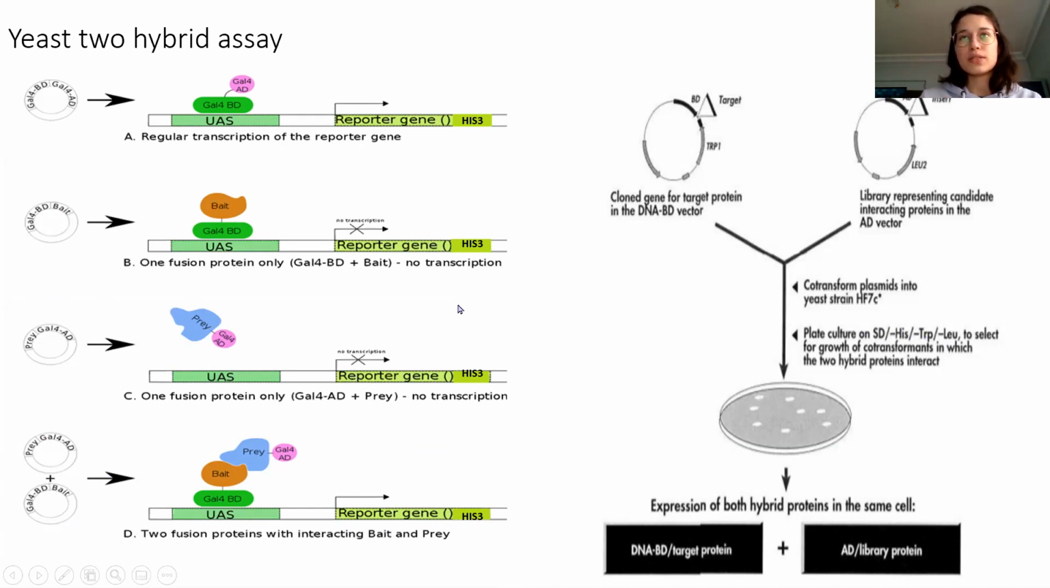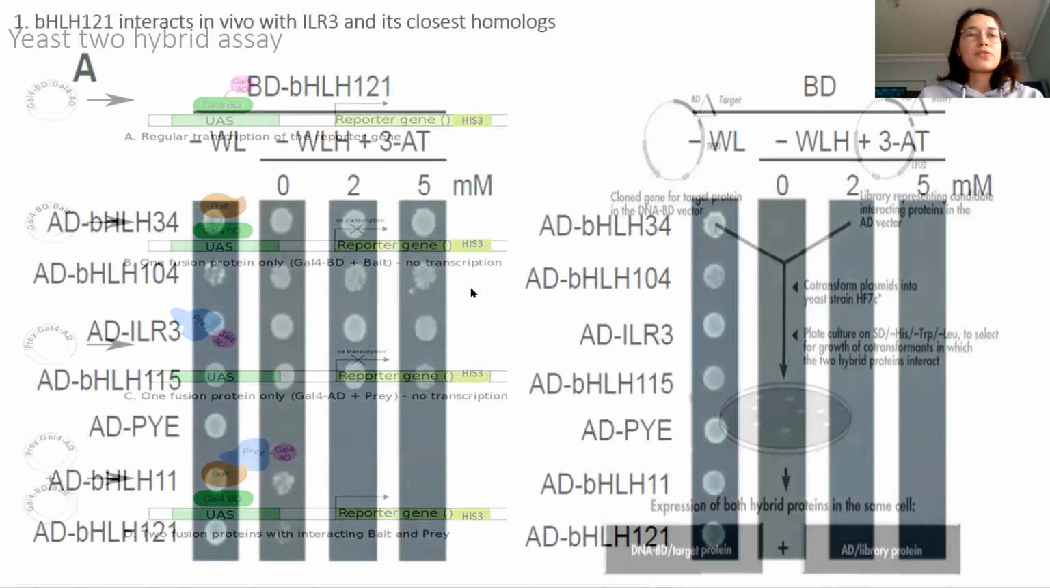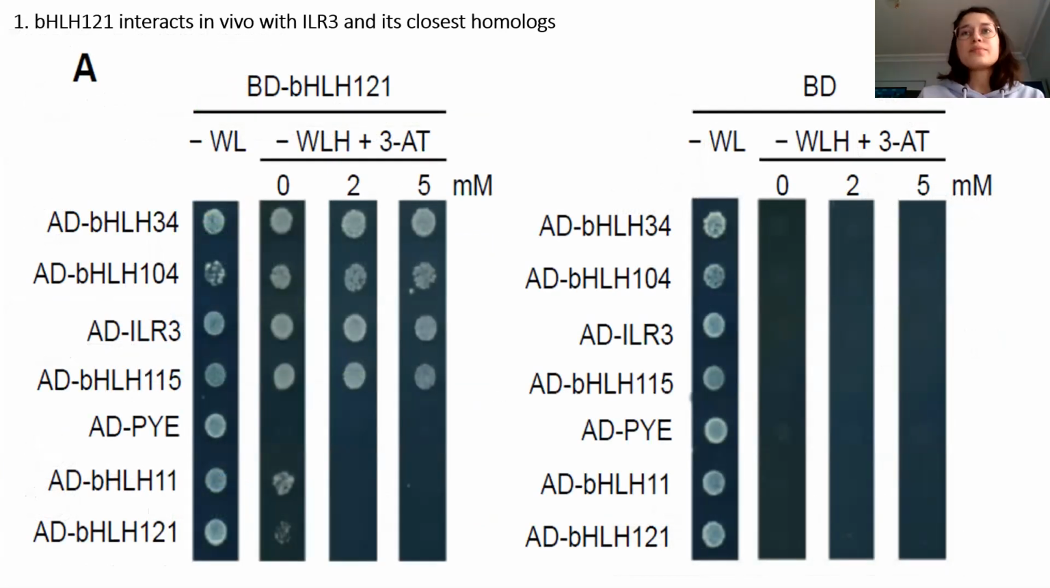After that, to visualize the interacting proteins in yeast, we should use a medium which lacks histidine along with tryptophan and leucine. If we come to figure 1, here the binding domain alone is used as the control group. As you can see, there is no signal here. Here, our protein, BHLH121, is bound to the binding domain and other proteins are bound to the activation domain. Here it's the non-selective medium. It lacks tryptophan and leucine. However, here is our selective medium, and it lacks histidine too.